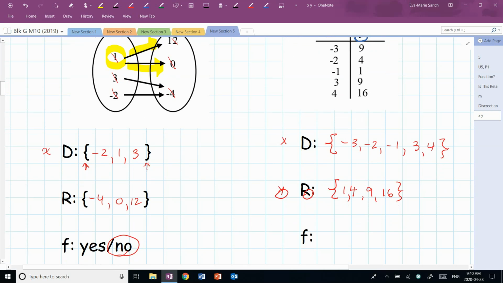Next is to determine if this is a function or not. We had all single values of x not going to more than one value of y. So this one, yes, is a function.